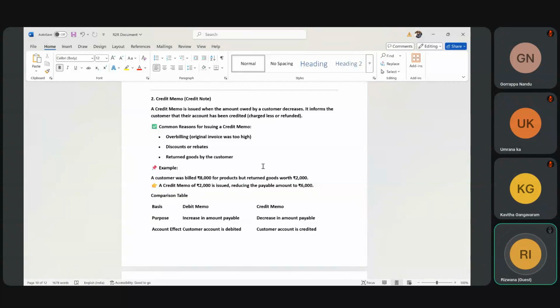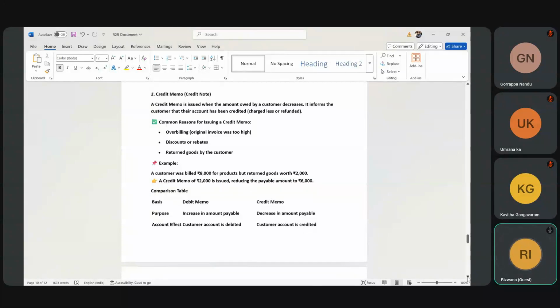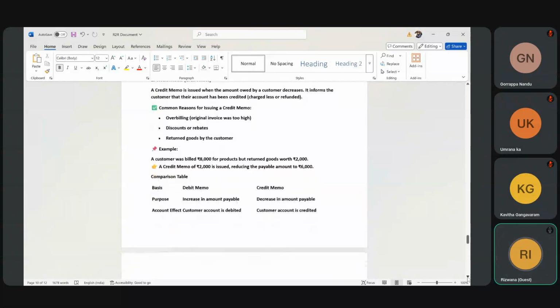If we are returning some goods, they'll deduct the price also, right? They can't charge our original price. That is nothing but a credit memo. It is nothing but lowering the value from the original invoice amount. If any amount is reduced, then the credit memo is issued. I had given you a table as well where there is a purpose and what it affects.